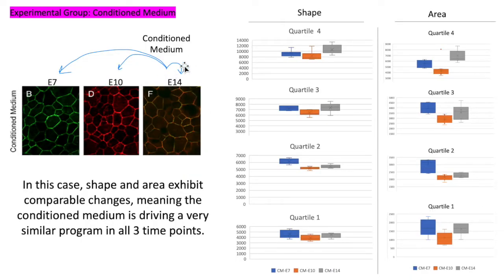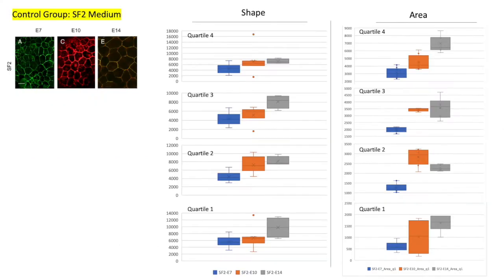So the authors took conditioned media from day 14 and fed it to days 10 and 7. And when we measure shape and area, they both picked up a similar program across all 4 quartiles of cell shapes. And this tells us that shape and area exhibit comparable changes, meaning conditioned medium is driving a very similar program across all 3 time points. And we can be confident of this because if you compare it to the control group, each quartile had a different progression pattern. When they were cultured in the standard medium and allowed to do autocrine signaling by secreting their own cocktail of proteins into the medium.